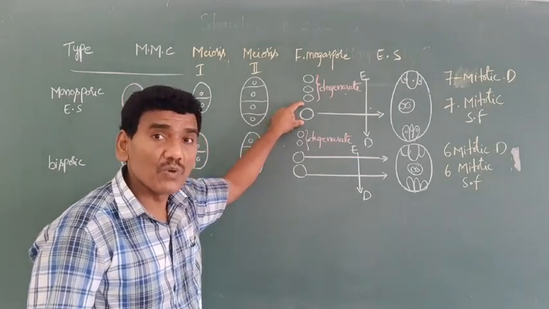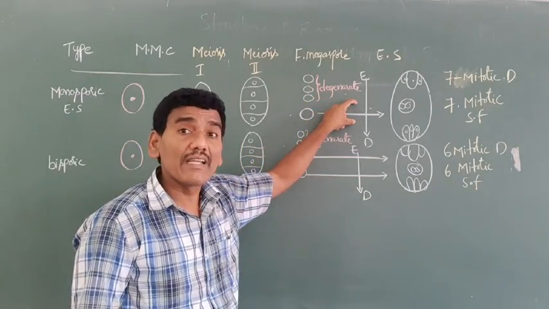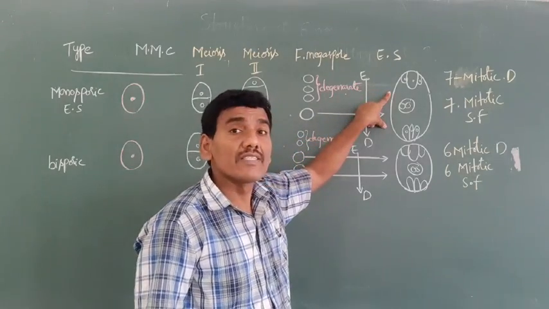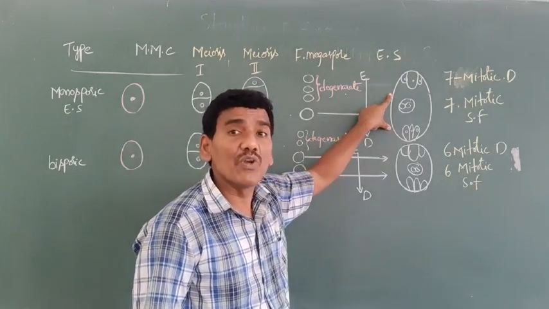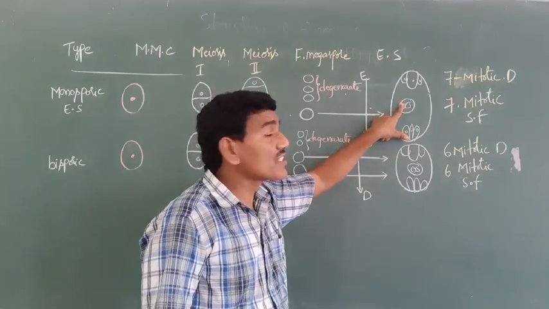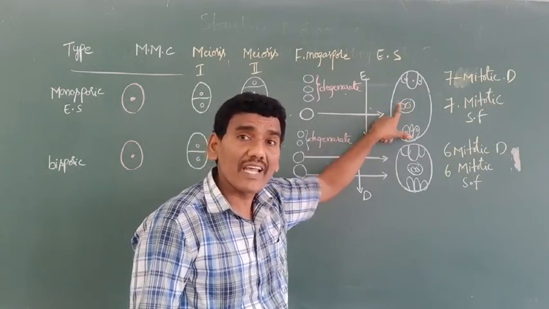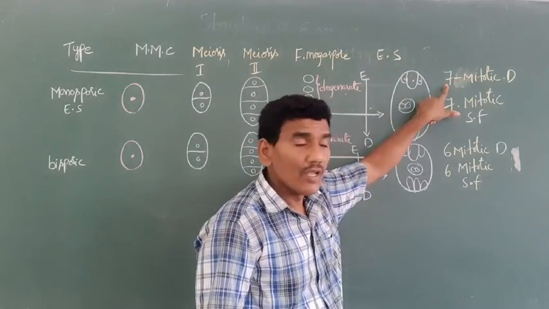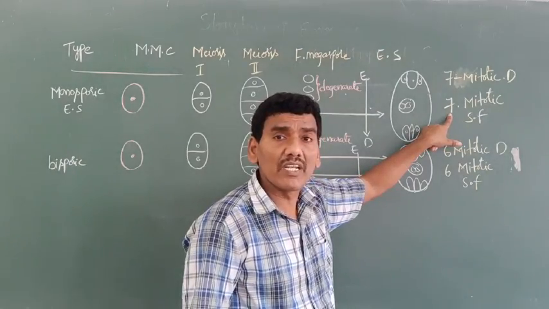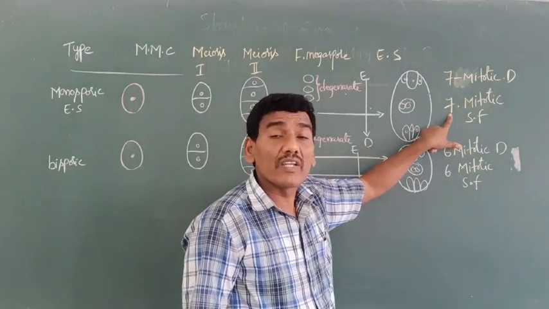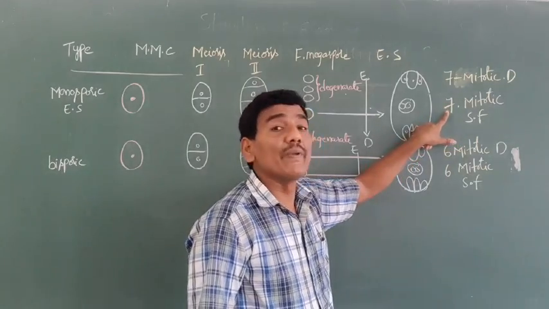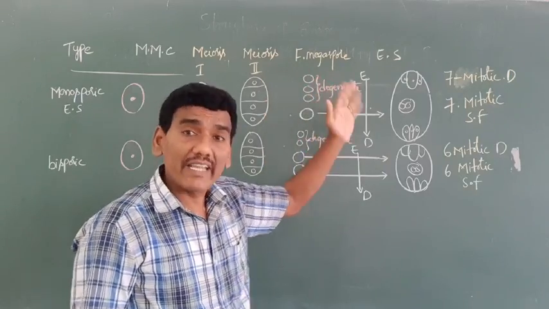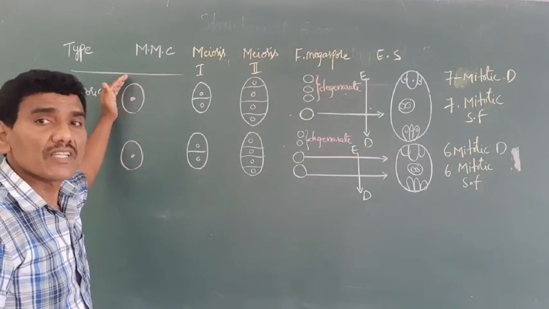The functional megaspore undergoes 7 mitotic divisions, or 7 equational divisions, to form the 7-celled and 8 nucleated embryo sac. For the formation of the 7-celled and 8 nucleated embryo sac, how many mitotic divisions are involved? 7. How many mitotic spindle fibers are involved? 7 spindle fibers. In this way, the monosporic type of embryo sac is developed from the megaspore mother cell.